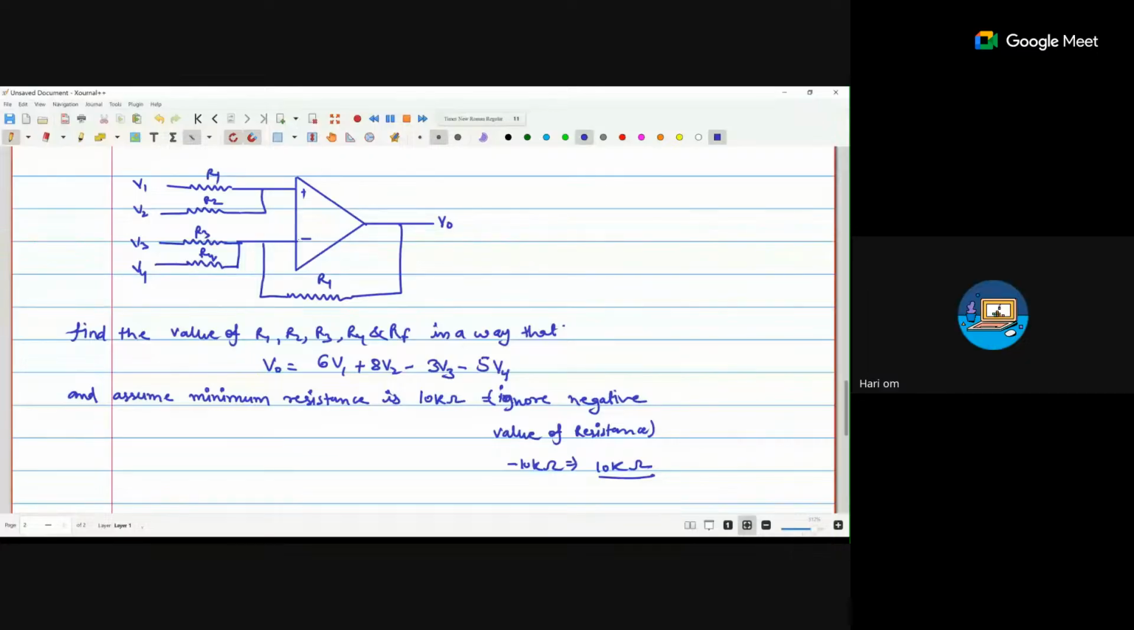Can we assume R1 and R3 as a 10K? You can take that one. That is dependent on the particular value, but the minimum resistance you are getting, that is the 10K. So from all four resistors, we can assume one as 10K. Yeah, whichever one is the minimum.